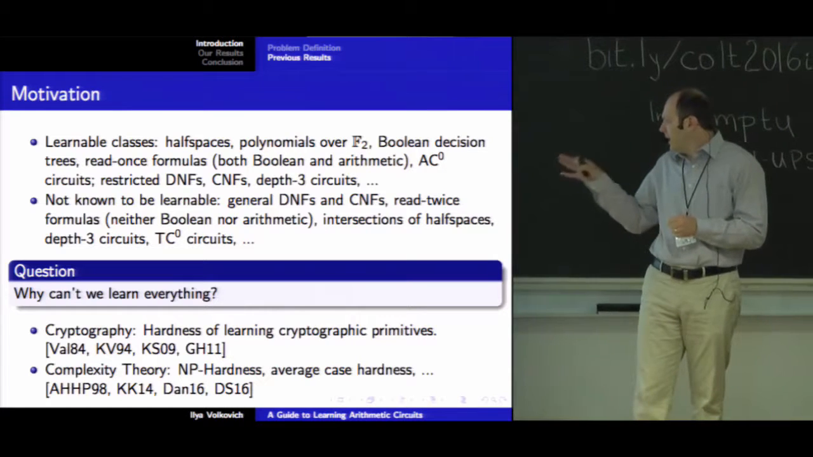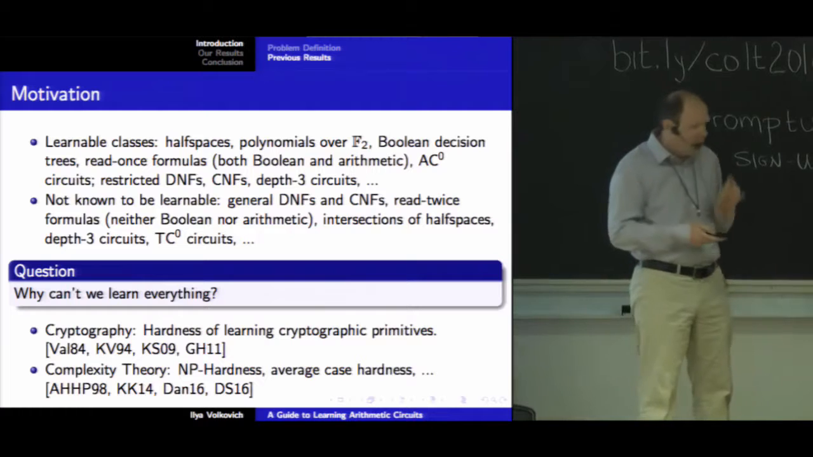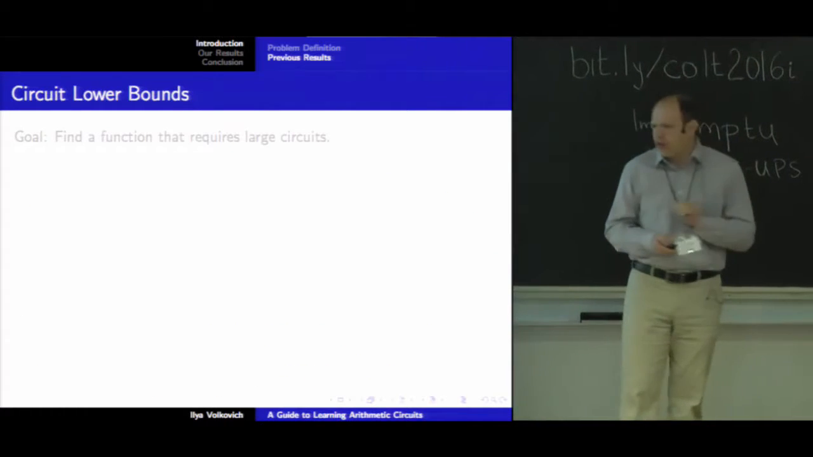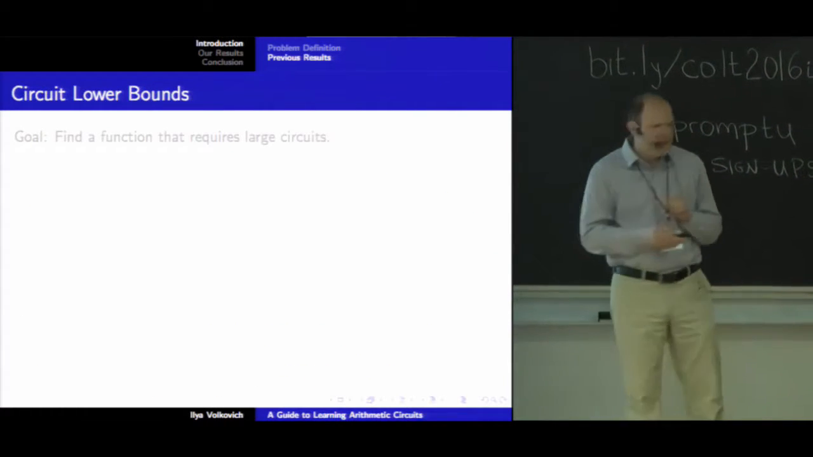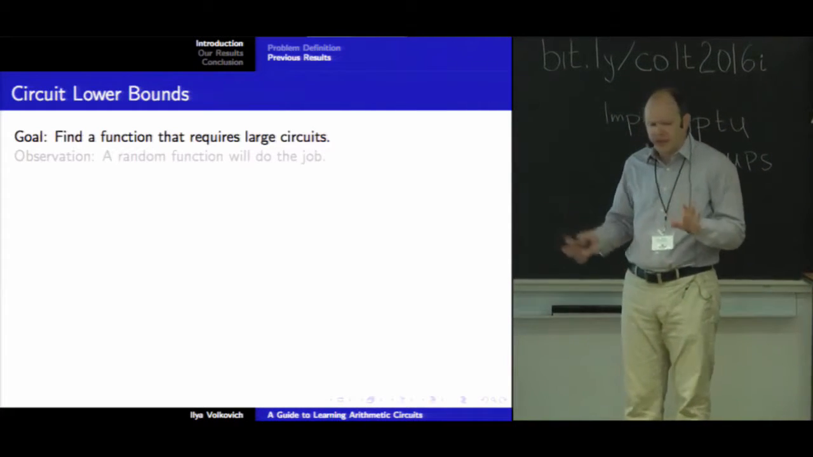Other types of explanations come from complexity theory, tying learning to some complexity theoretic assumptions like NP hardness and others. So actually we have an interesting talk about this coming forward, so I'm not going to talk about complexity anymore. What I'm going to talk about now is circuit lower bounds. So circuit lower bounds are about the goal of finding a function that requires large circuits.